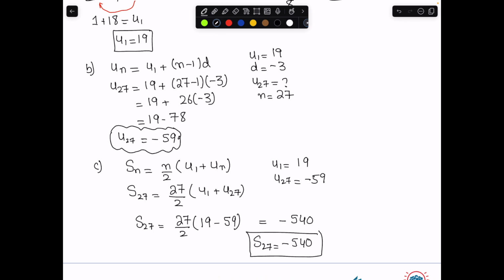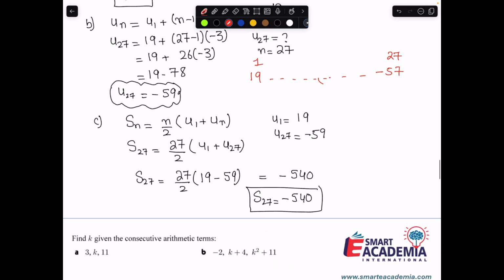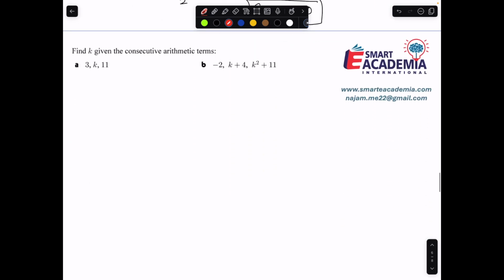negative 540. You might wonder, why is the sum coming in negative? Because remember, we have the negative terms as well. For example, our first term was 19, and we know that our 27th term is negative 59. So the negative numbers are more dominant in this case, and as a result, the overall sum becomes negative. So that's absolutely normal.